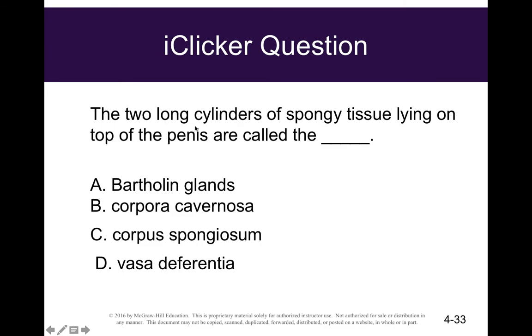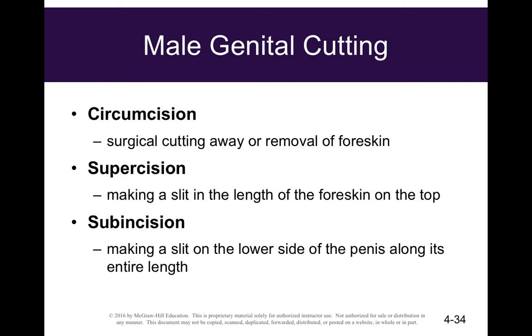The two long cylinders of spongy tissue lying on the top of the penis are called the: A, Bartholin glands, B, corpora cavernosa, C, corpus spongiosum, or D, vas deferentia. Which one? Yeah, it's corpora cavernosa, B. That's correct.